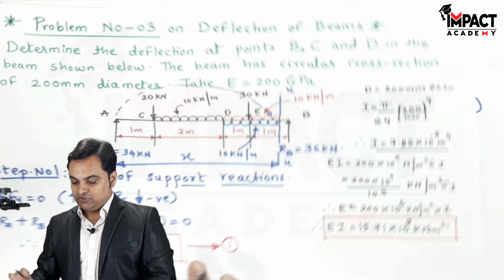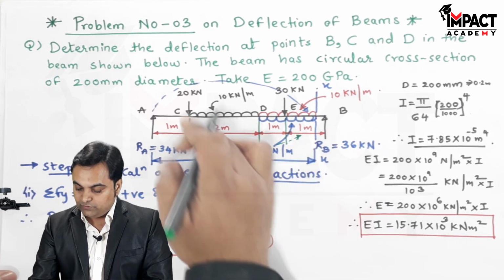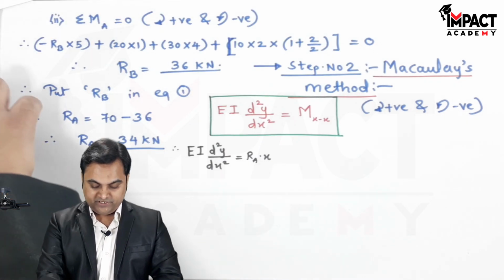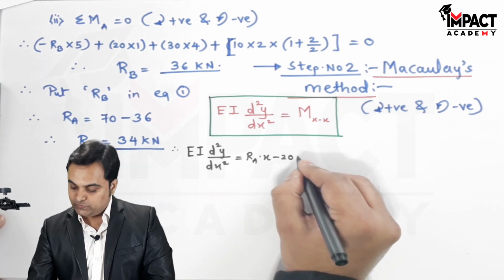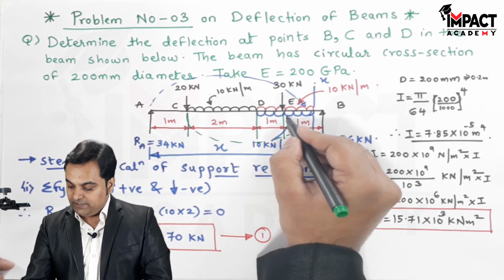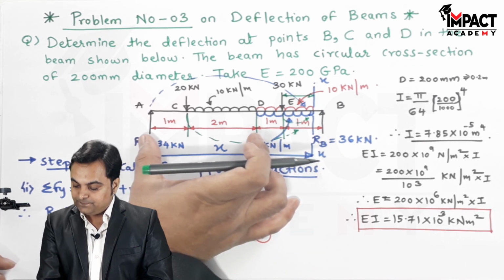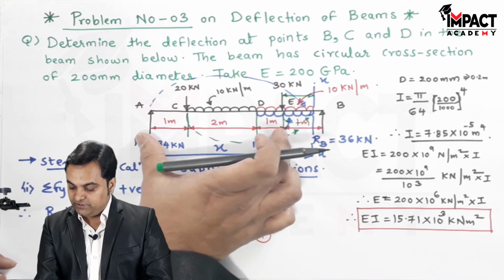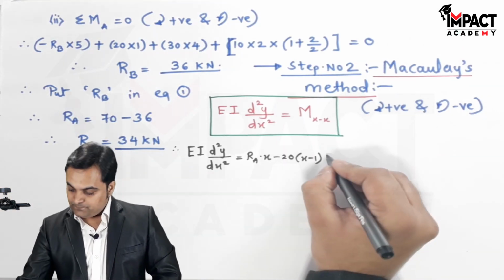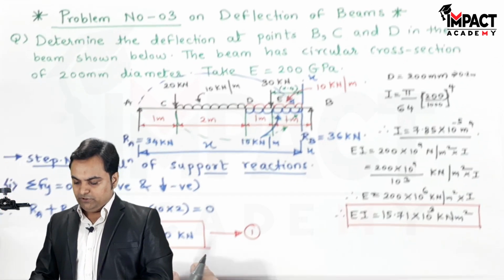Next, this 20 kilonewton load is producing a moment in anti-clockwise direction for section X. So it would be minus, and the distance between the section X and this force is X minus 1 meter. So it would be written like this: minus 20 into X minus 1. Then there is another point load of 30 kilonewton. It would also be producing an anti-clockwise moment, and the distance between the section X and this force is X minus 4 meter, because the point load is at 4 meter distance from A. So anti-clockwise, minus 30 into X minus 4.